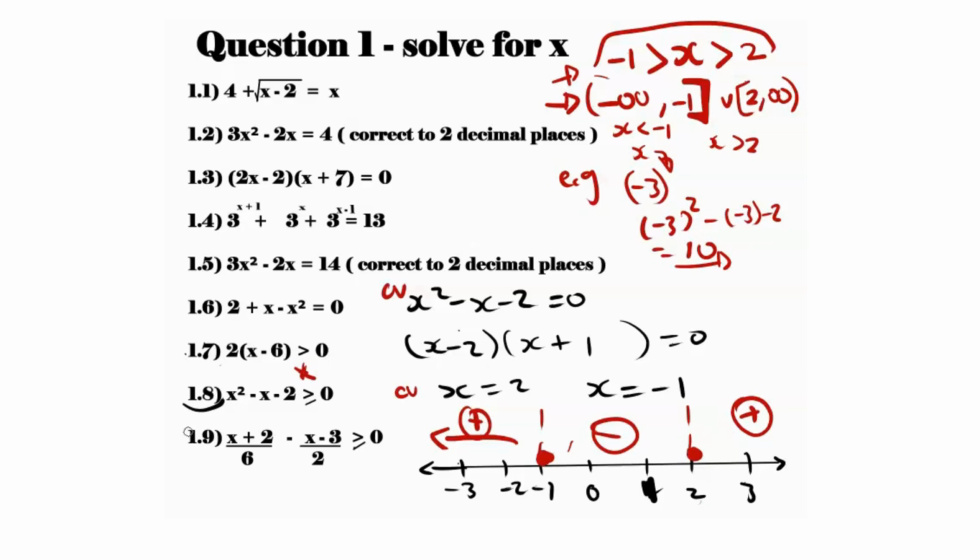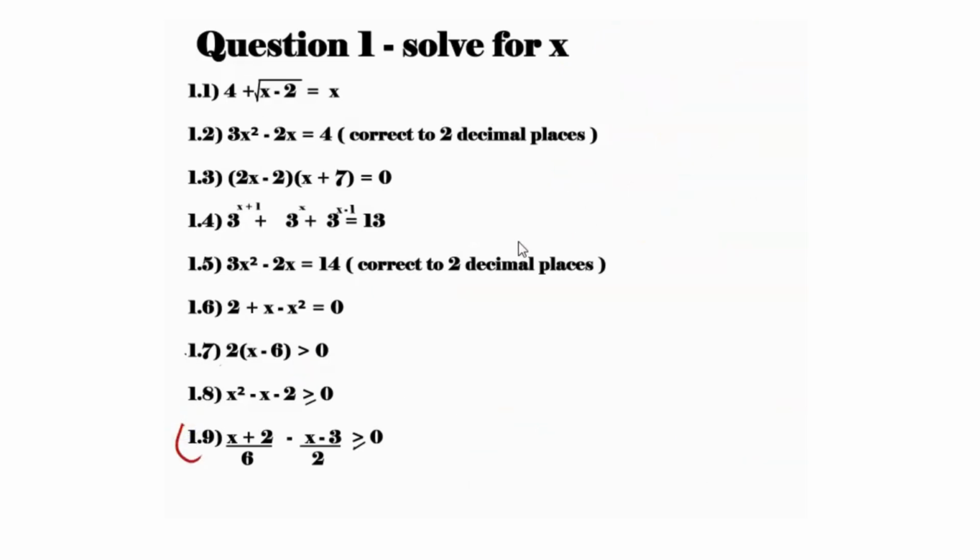So let's go to the last and final question for today. Down to the last and final one. Remember, the first thing that we need to do here, since it's a fraction, is do it like the other one that we did earlier on. Let's just treat this as if inequalities are not there. Let's just say equals to 0.